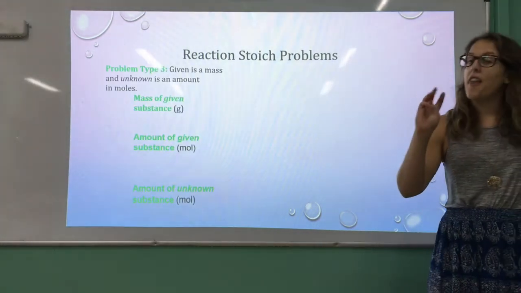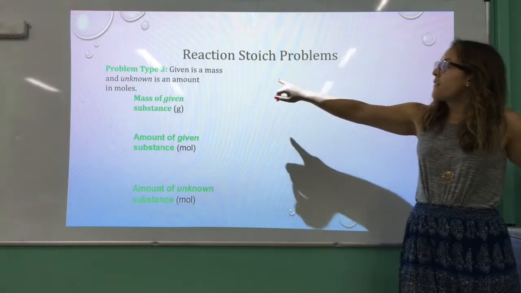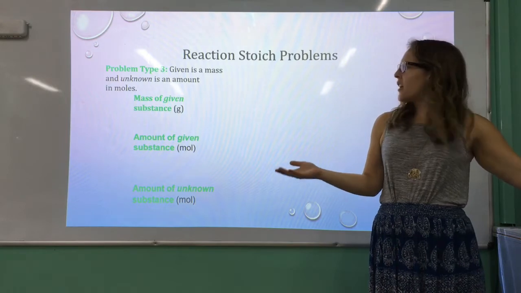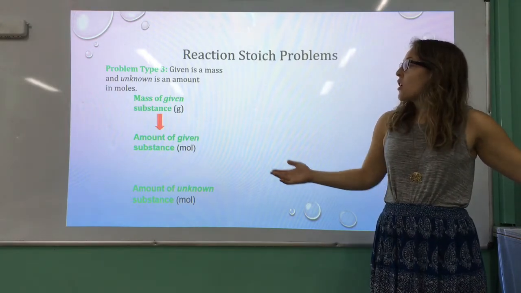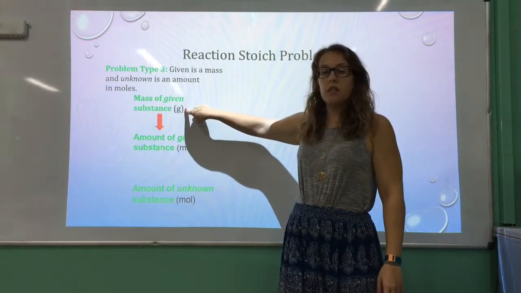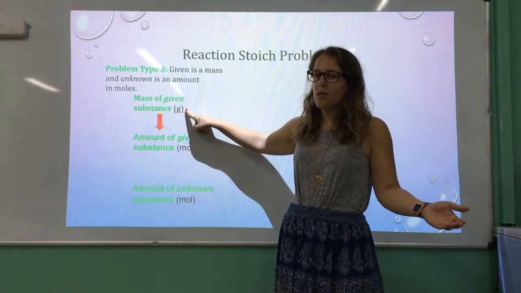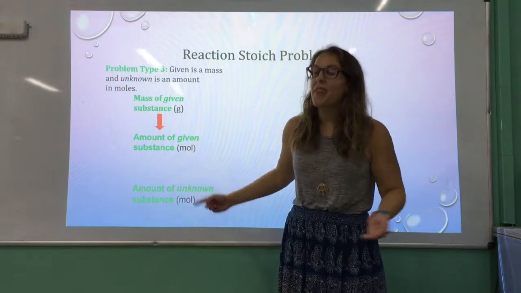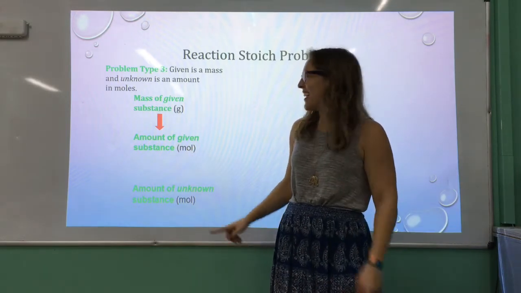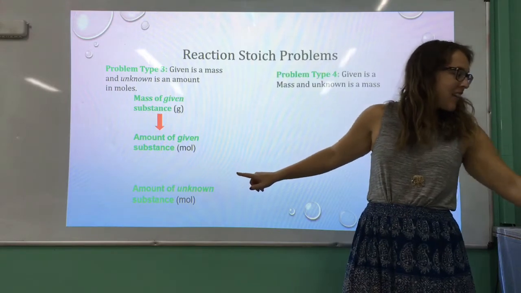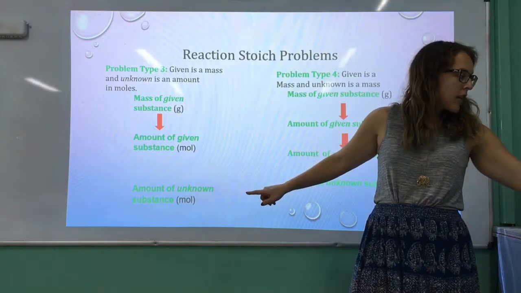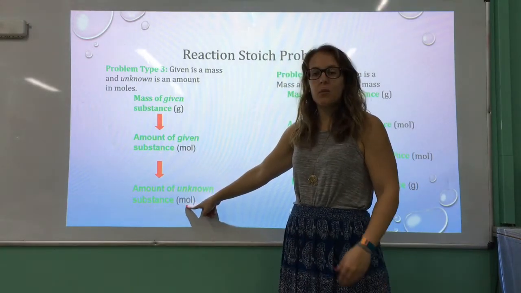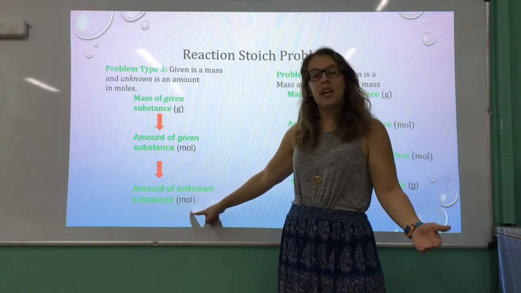So then there's a third type. If we have a given mass and the unknown is an amount in moles. So first we start with the grams of the given, and then what do we do? Convert it to moles by using what? The molar mass. You got it, guys. And then you do the what? The mole to mole ratio. So we finish with the unknown in moles.